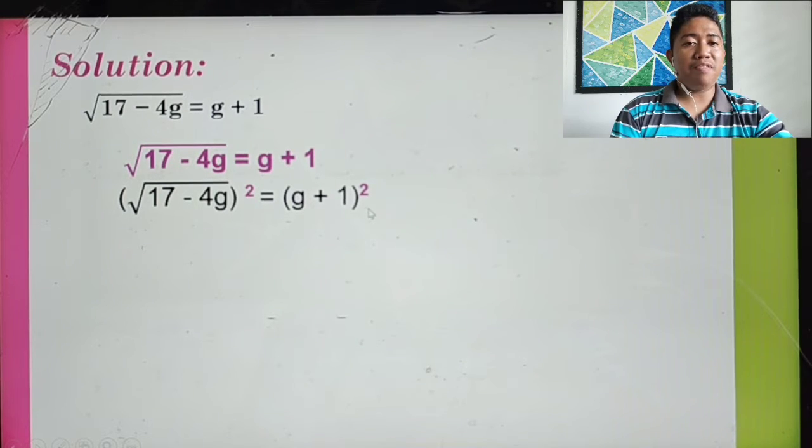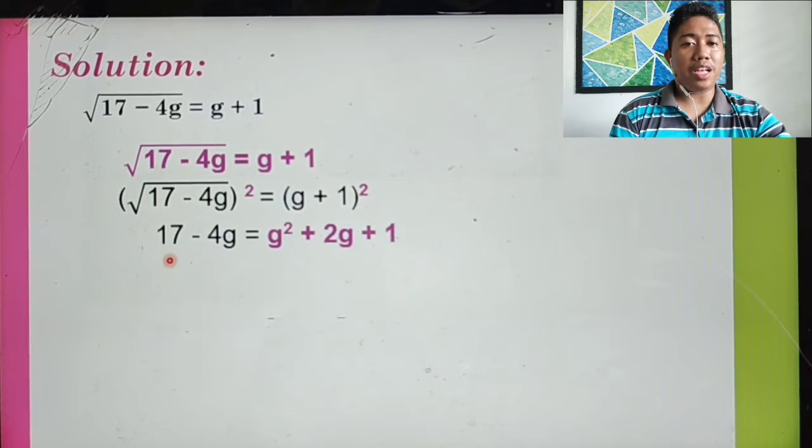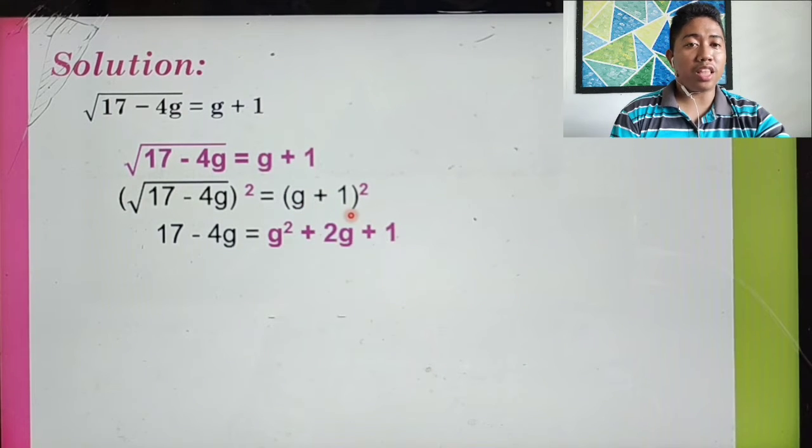And then simplify both sides of the equation simultaneously. On the left side, we eliminated the radical sign. Since we get the perfect square, it becomes 17 minus 4g. And we get the right side by the use of special products, the squaring of a binomial. The perfect square of the first term g is g squared. Next, the perfect square of the last term 1 is 1. And for the middle term, we get the product of the first and last term, 1 times g is g, times 2.